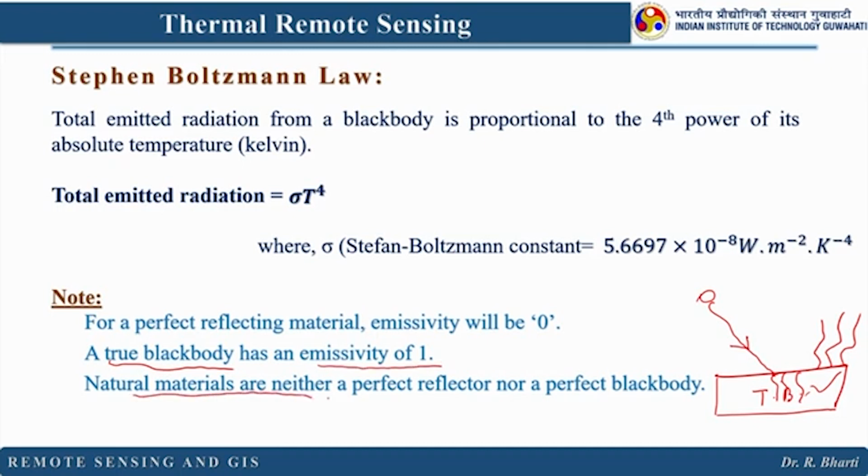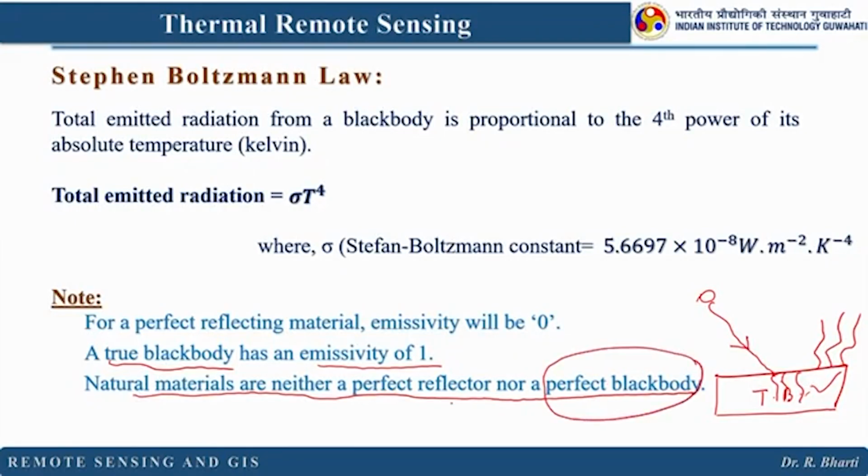Natural materials are neither a perfect reflector nor a perfect black body, so we call them gray bodies. When we have gray bodies, that means part of the energy will get reflected, part of the energy will get absorbed, and part of the energy will get transmitted. So the object will have some emissivity, some reflectance, some transmittance, and some absorbance. That is the case with gray bodies.